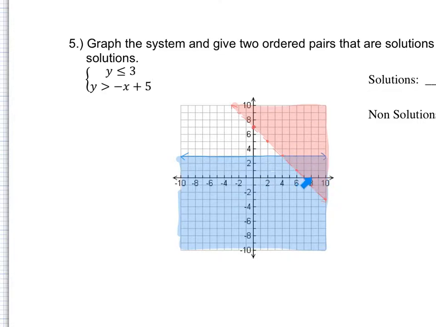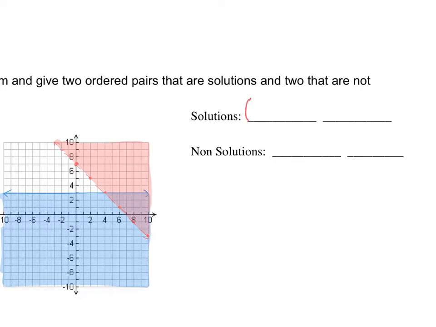So one of my solutions, I could put 8, 0, and then maybe 9, 2. So I'll go ahead and write those. 8, 0. And 9, 2. For non-solutions, we could put 0, 0. Again, it's a solution for the first inequality, but not both of them.